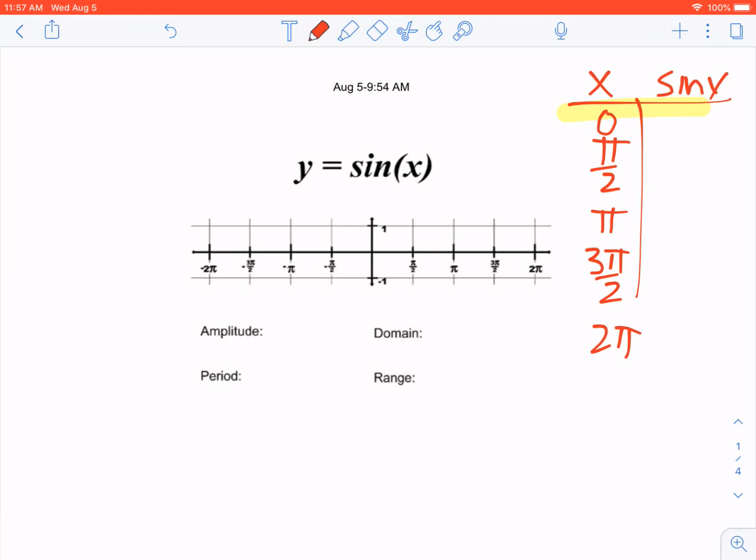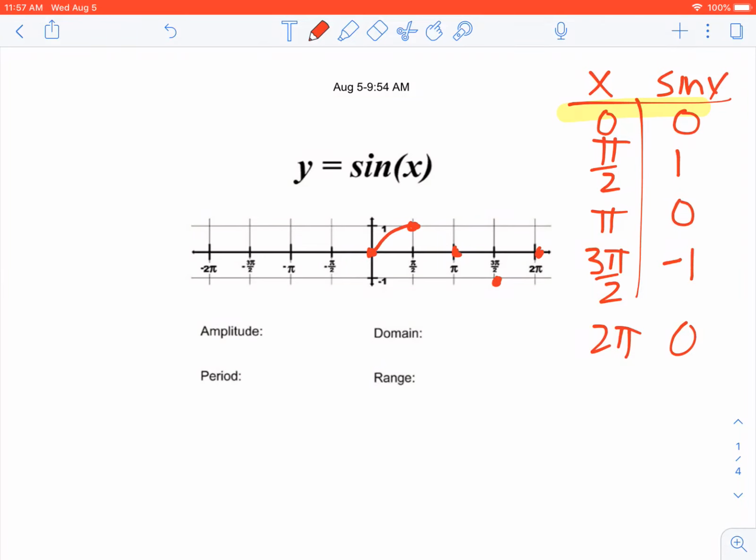The sine of 0 is 0. The y value at pi over 2 is 1. The y value at pi is back to 0. The y value at 3 pi over 2 is negative 1. And the y value at 2 pi is back to 0. So when we plot those, here's (0, 0). We have (pi over 2, 1). (Pi, 0). (3 pi over 2, negative 1). And back to 2 pi.